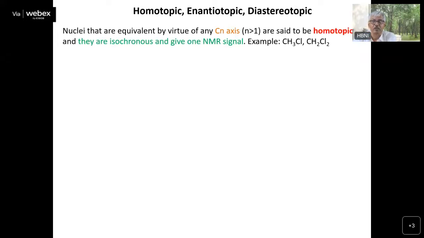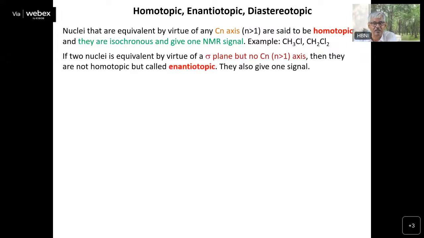Now we will see another type of nuclei, which we call homotopic. Nuclei are called homotopic when they are related to each other by a Cn axis where n is greater than 1. We have already seen methyl chloride and methylene chloride; they are homotopic because they are related by a C3 axis or C2 axis. When two nuclei are equivalent by virtue of a sigma plane, as in the example I showed you where there is no Cn axis but only a sigma plane, they are called enantiotopic, and they also give one signal.